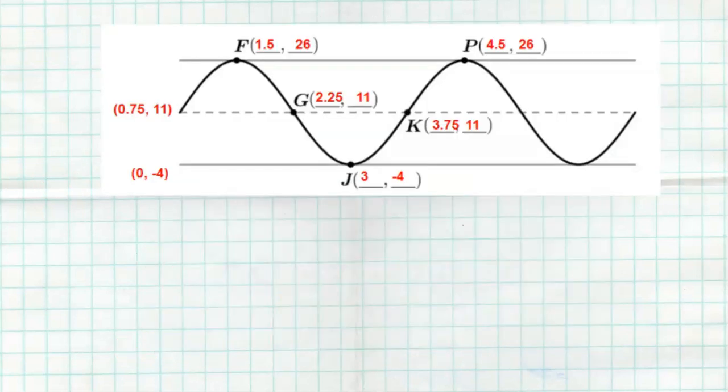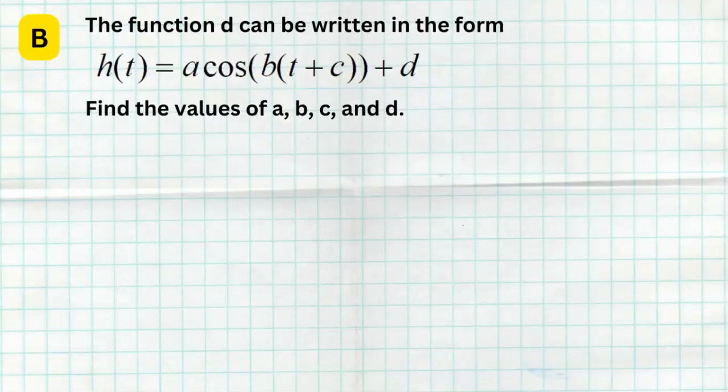So here's a nice final picture with all typed up instead of my messy handwriting of those 5 points, F, G, J, K, and P. All right, now part B is going to ask us to actually model this. It's going to say the function D can be modeled with this cosine sinusoidal curve, A cosine of B times T plus C, plus D. And they want you to actually find the values of A, B, C, and D.